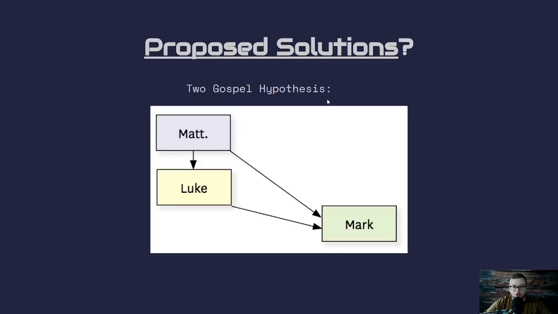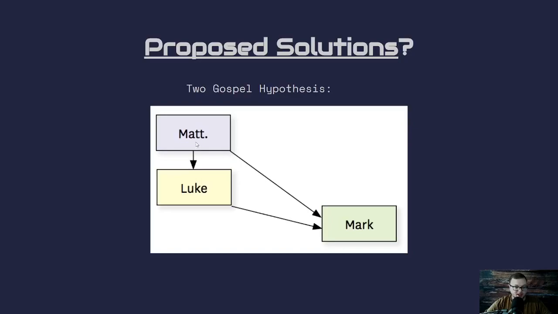Up next is the two gospel hypothesis, and what separates this hypothesis from the other two we've looked at so far is that Matthew is said to be written first. Luke used Matthew directly as a source, kind of like the fairer hypothesis that we just looked at, and then Mark conflated the narratives of Matthew and Luke, which is to say he kind of combined the two and then made a shorter version of it.